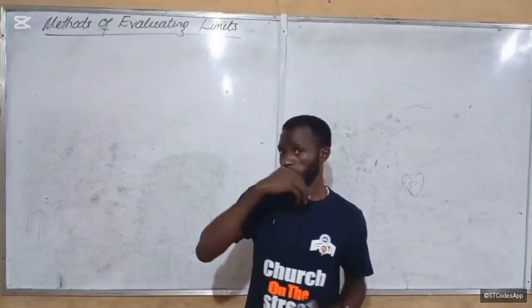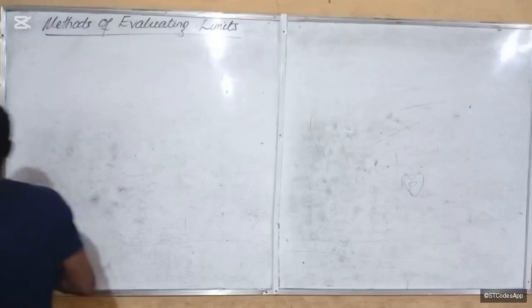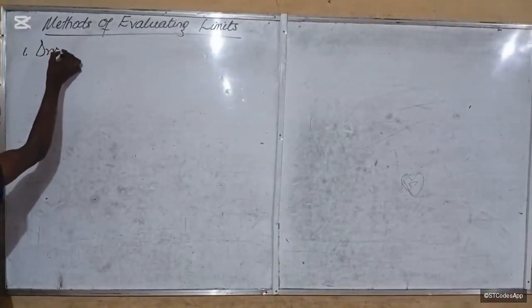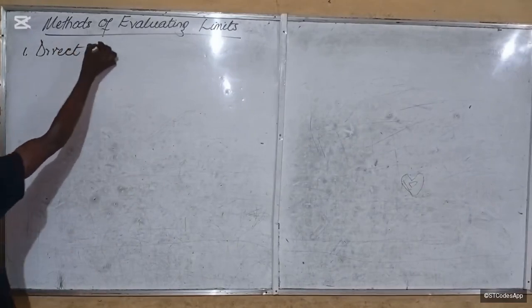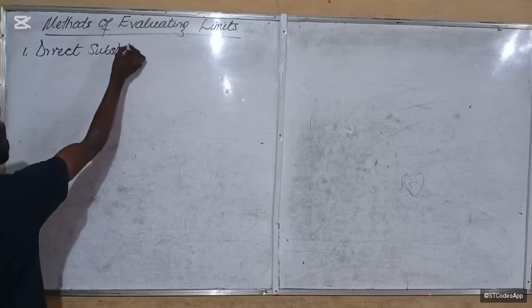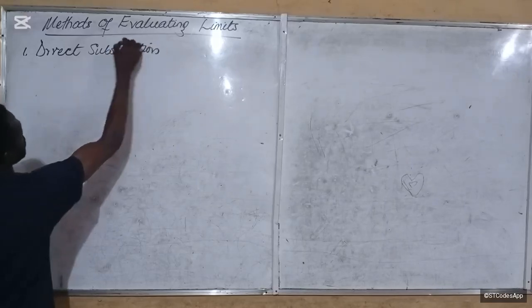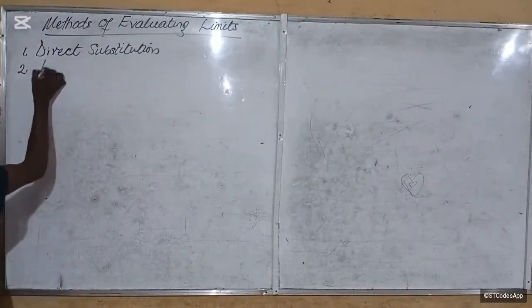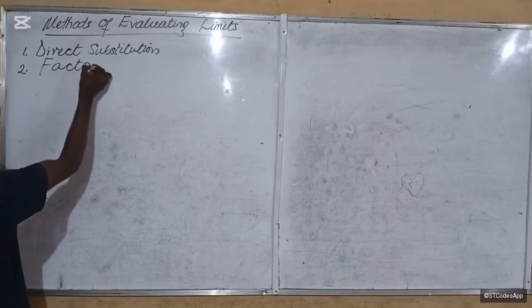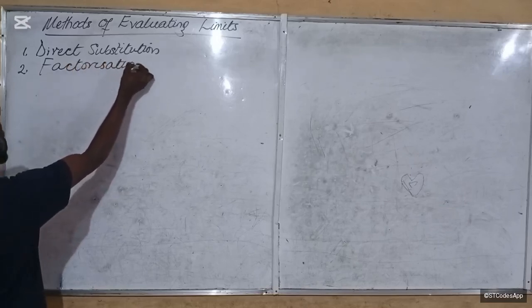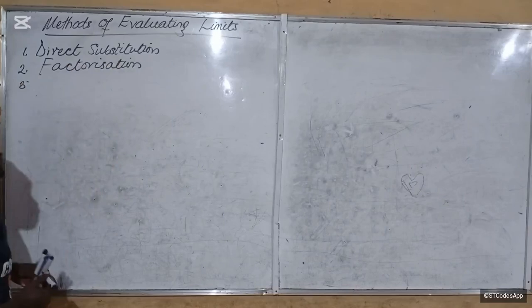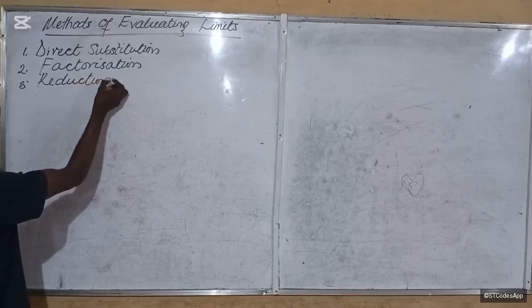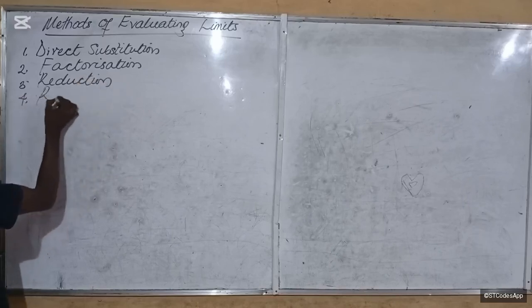So in this video we are going to be discussing 4 basic methods, which are the method of direct substitution, then we'll now go to the factorization method, then the method of reduction of power, then we'll go to the method of rationalization.